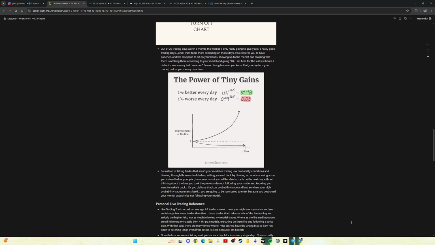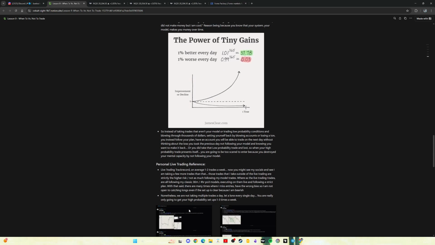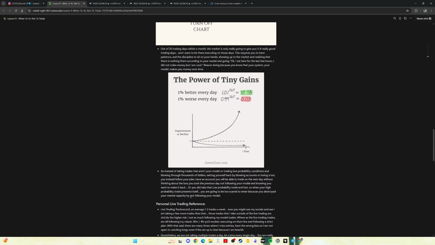So now we're going to get into a personal live trading reference of the trades I've been taking over the month of April in my live trading calls. And actually before that, let's just talk about what I've written down here. So out of 20 trading days within a month, the markets really only give you 5 to 6 really good trading days, like absolutely beautiful delivery, only about 5 to 6 times out of the month.